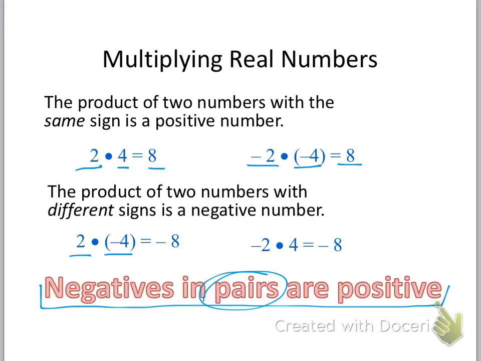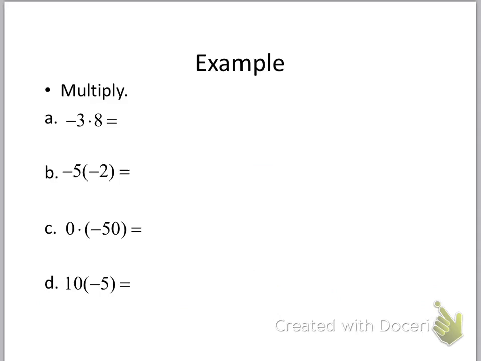These are not in pairs. One's negative, one's positive, so the answer is negative. One's negative, one's positive, answer is negative. Okay, so let's give this a try. Negative 3 times 8 is going to be negative, because it's not in pairs. 3 times 8 is 24. Negative 5 times negative 2, negatives in pairs, so my answer is positive, and 5 times 2 is 10.